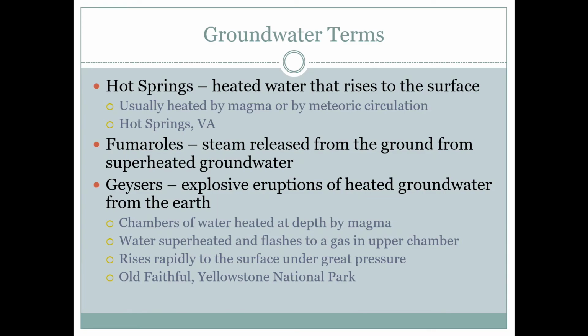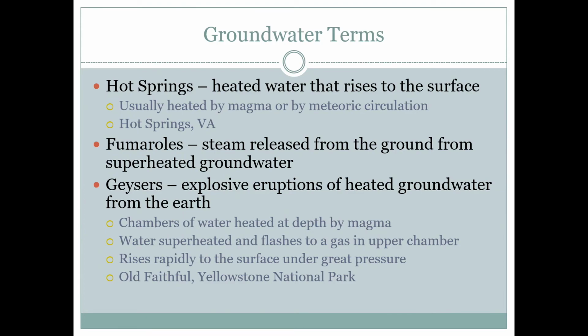Pretty cool. Fumaroles are steam released from ground under superheated groundwater. Now, fumaroles are typically formed around magma sources, and so hot that it's steam water, and you can see this is steam coming up out of the ground. It looks kind of wild. You oftentimes see these around active volcanoes and things like that.